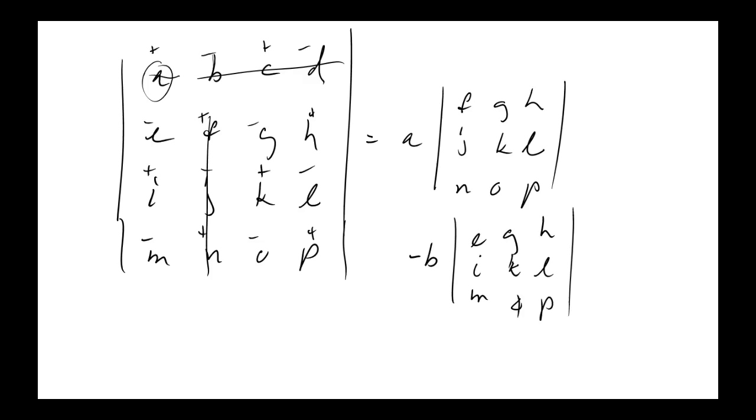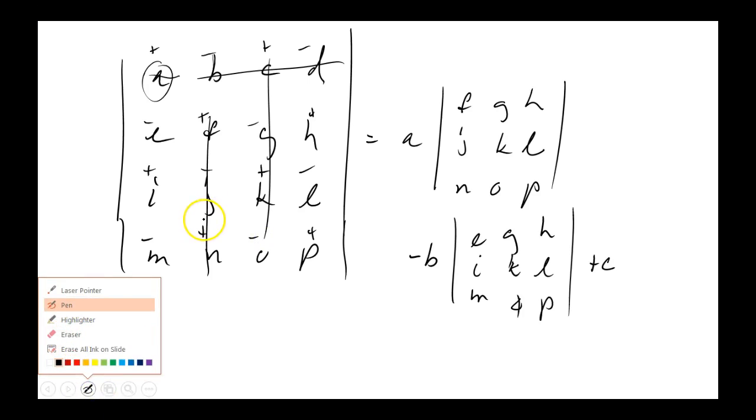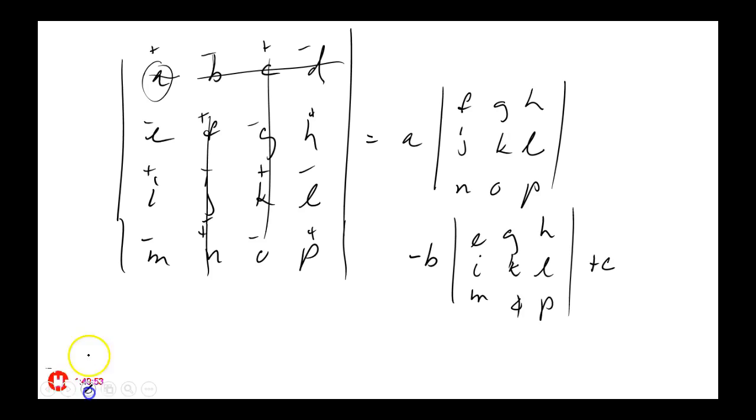Okay? If you chose to do the first row, then it's going to be a plus C times what's left when you wipe out its row and column. Okay? E, I, M, F, J, N, H, L, P. Okay. E, F, H, is that what you said? Yeah. I, J, L, M, N, P. Right.